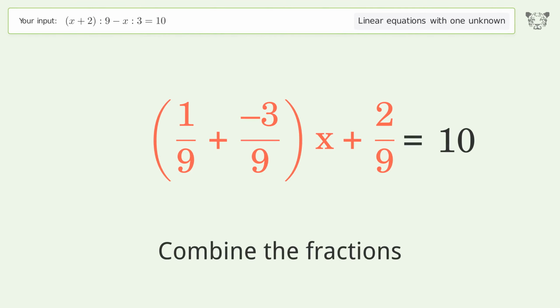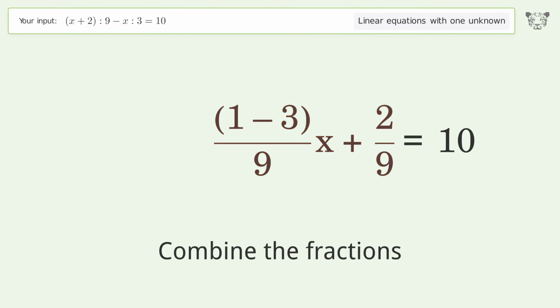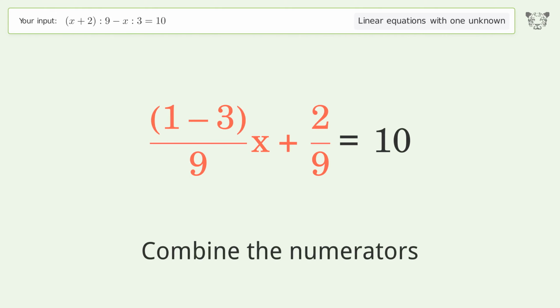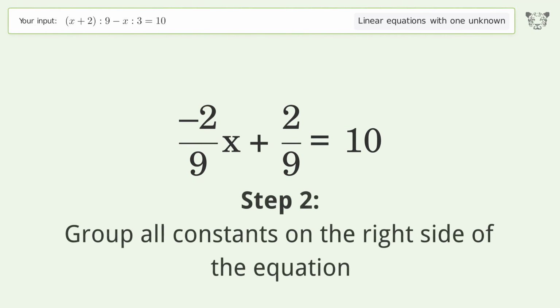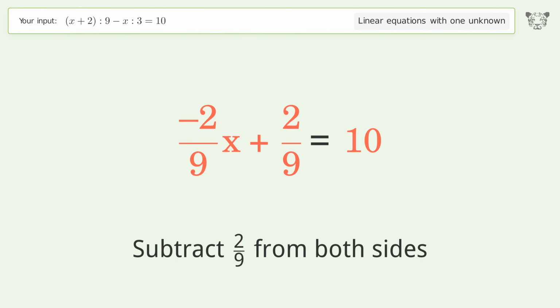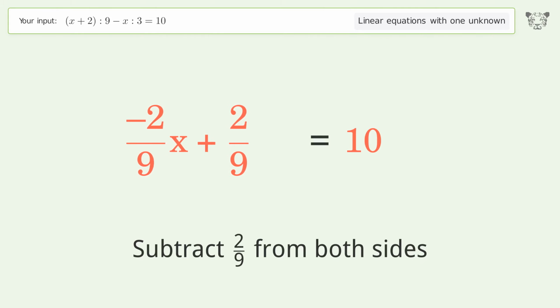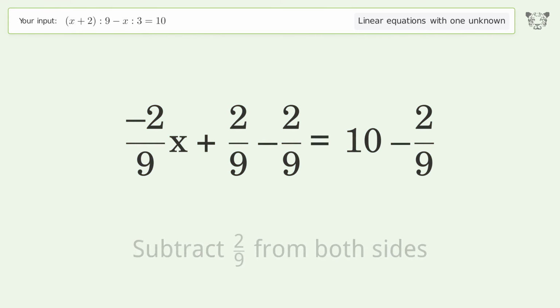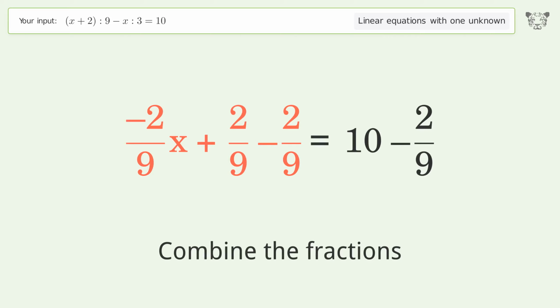Combine the fractions. Combine the numerators. Group all constants on the right side of the equation. Subtract 2/9 from both sides. Combine the fractions.